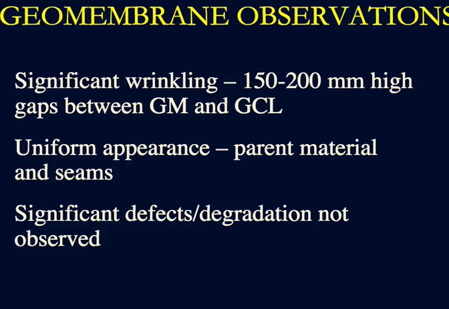In terms of observations of that exposed system, the geomembrane was undergoing significant wrinkling and had wrinkle heights on the order of 15 to 20 centimeters in height, producing a gap between the geomembrane and the GCL. Overall, the geomembrane had uniform appearance, and this applied to both the parent material and the seams, and significant defects or degradation was not observed visually through our observations.